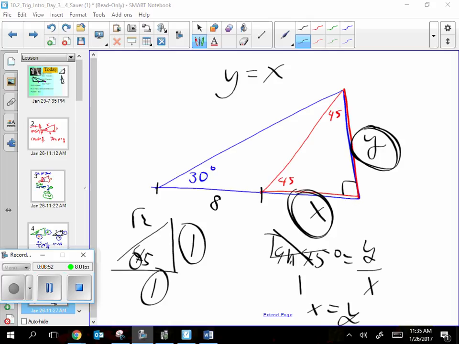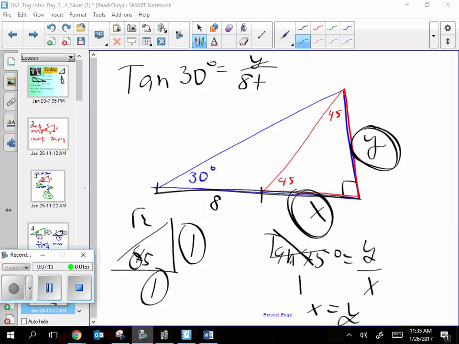Why is that a big deal? Because in the other equation, since we don't have hypotenuse and we don't even care about hypotenuse, I would have gone with tangent. Tangent of 30 is equal to y over 8 plus x. Notice this whole side needs to go together. Y over 8 plus x, or x plus 8. And then, since y equals x, we could put in either a y there or an x there. Doesn't matter. Solve for either one, because they're the same, right?